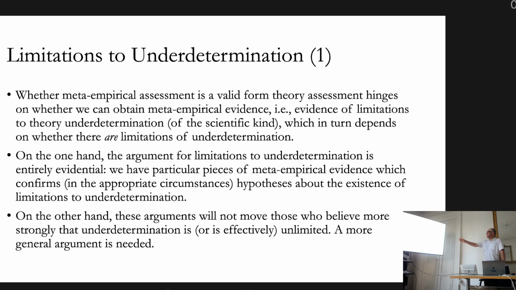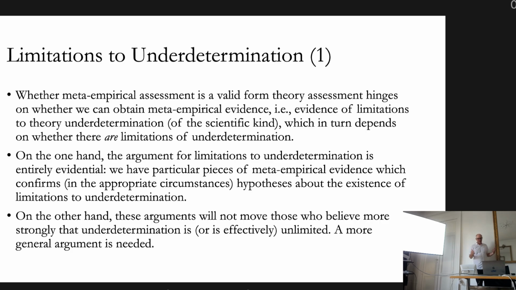All right. As I said, whether it's a valid form of theory assessment or not completely hinges on this fact that we can obtain meta-empirical evidence, which is evidence of limitations to theory underdetermination, specifically of the scientific kind, not underdetermination with all logically possible theories or anything like this. Okay, so this obviously depends on whether there are, in fact, limitations to underdetermination, and this, again, is a point where people philosophically might say, no, there can't be such a thing as limitations to underdetermination.